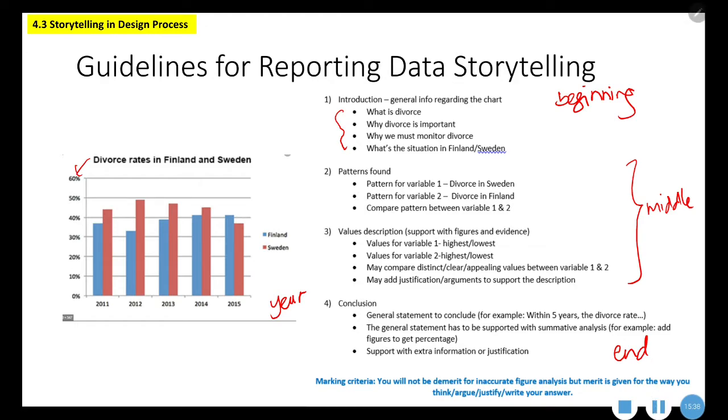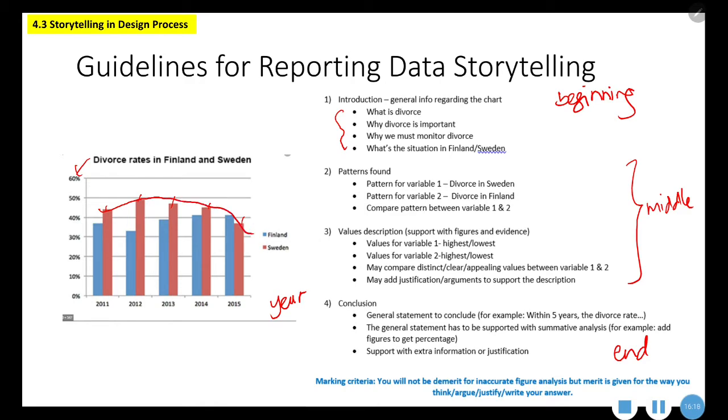This is considered the first paragraph, and then you can have two paragraphs for the middle part. In the second paragraph you describe the patterns found. You see the pattern and the trend, so check the trends. First you check Sweden, the red color. What is the pattern? It increases from the year 2011 until 2013, and then it decreases until 2015. So you explain the pattern for Sweden.